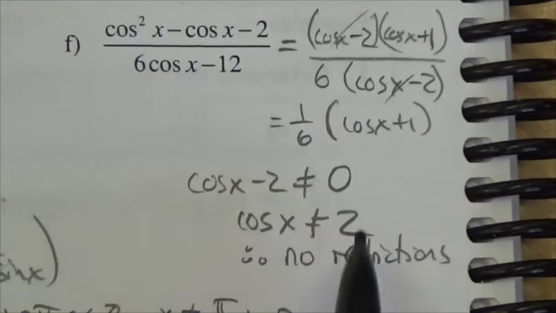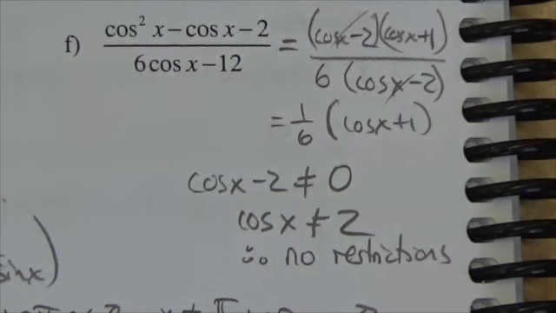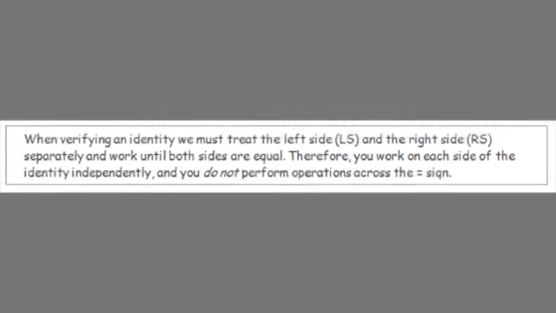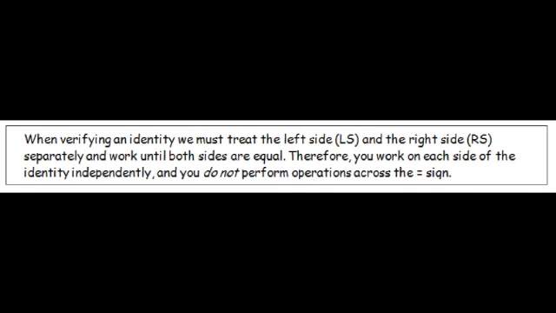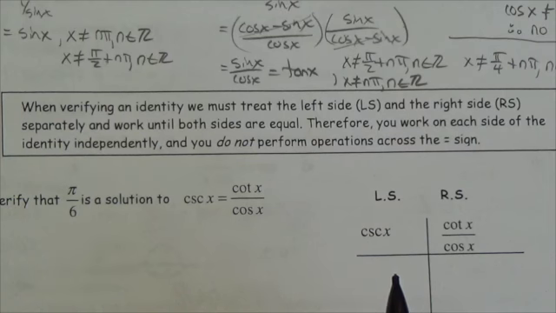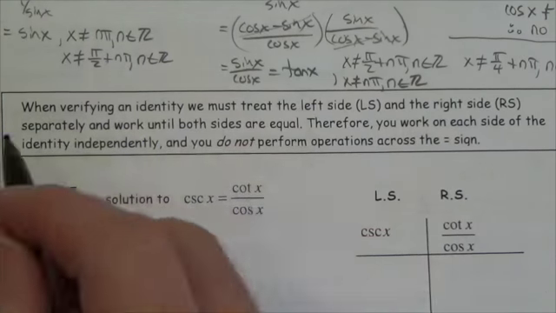That cannot happen, so there is no restriction on the expression. We will now take a couple of moments to consider what it means to verify an identity. Okay, so now we're going to move on and start looking at verifying identities. Now, let's see what it says here.